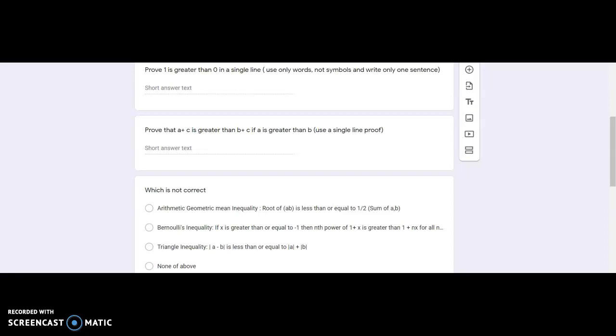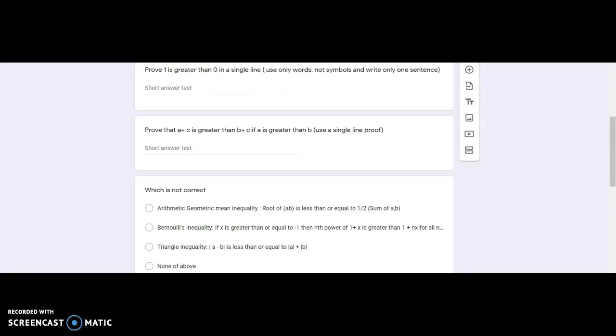Now move to question number 5. This is also a proof giving. Prove that A plus C is greater than B plus C if A is greater than B. Use a single line proof. Again, A is greater than B is given. You prove A plus C is greater than B plus C. Now we move to question number 6.